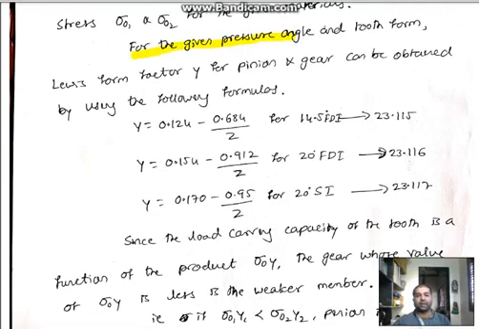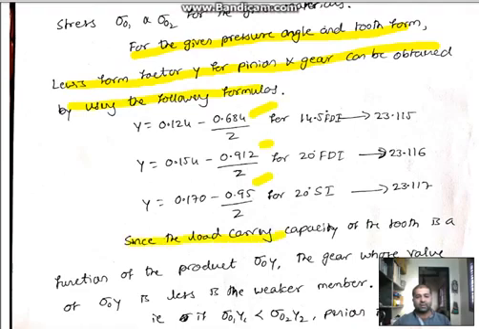For the pressure angle and tooth form, Lewis form factor Y for pinion and gear can be obtained by using the following formulas. Since load carrying capacity of the tooth is a function of the product sigma naught y, the meaning of this is the gear whose value of sigma naught y is less is the weaker member.